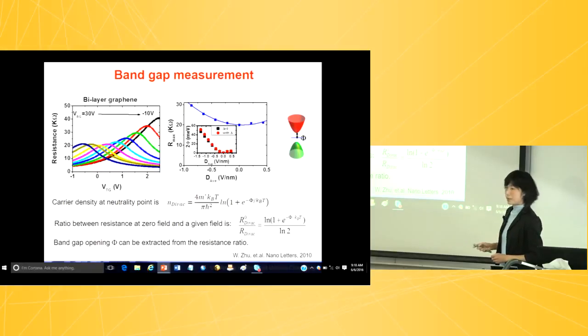This carrier density at the charge neutrality point depends on two factors. One is the barrier height, the other one is the temperature. The larger the band gap, the less possibility for electrons to be distributed in the conduction band and the valence band. And the higher the temperature, the higher the possibility to have electrons populated in the conduction band. So if we plot the ratio of the resistance at a given electrical field as a function of the electrical field, then we can extract the band gap.